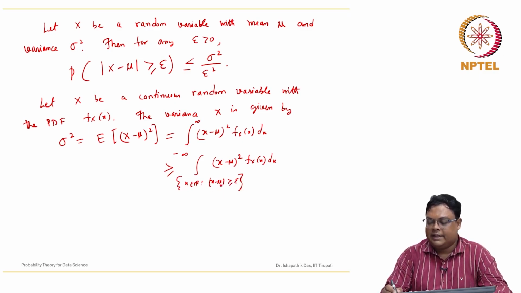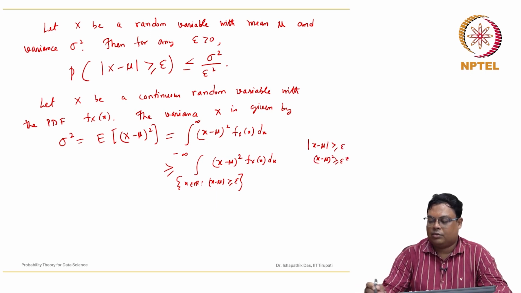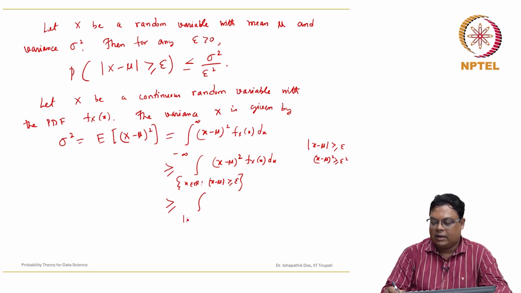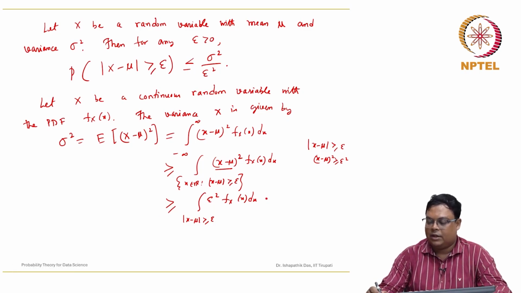Now in this region where we are doing the integration, |x minus mu| is greater than or equal to epsilon. If you take the square on both sides, x minus mu whole square is greater than or equal to epsilon square. Hence in this region the integrand is at least epsilon square f of x dx, so the integration will also be greater than or equal to the integral of epsilon square f of x dx. This is equal to epsilon square times the integral over x minus mu greater than or equal to epsilon of f of x dx.